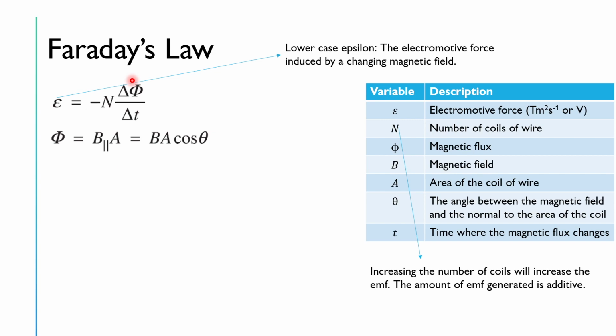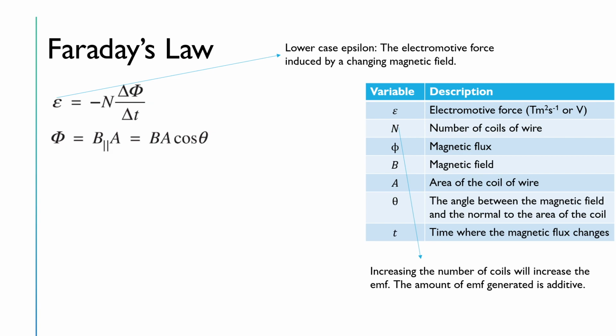And we know that magnetic flux is determined by the amount of magnetic field that's there, multiplied by the area of the coil of wire. And we may need to involve theta in that calculation depending on what the angle is between the magnetic field and the normal to the area of the coil. Lastly, we need to know how much time is occurring as this magnetic flux is changing. So that's why I've got delta T on the bottom there.